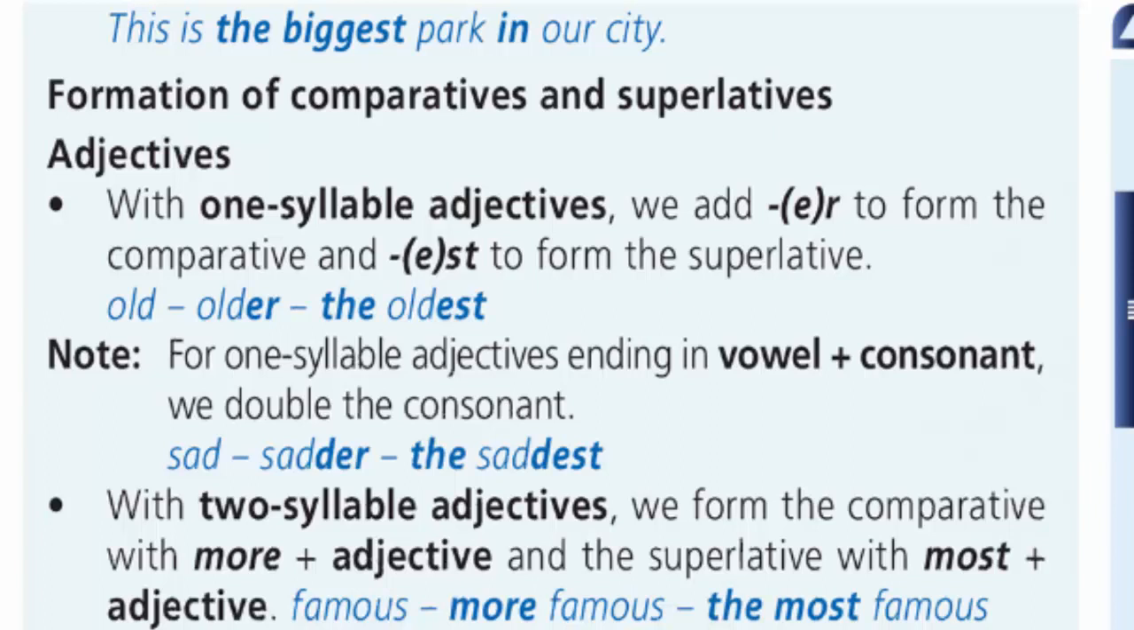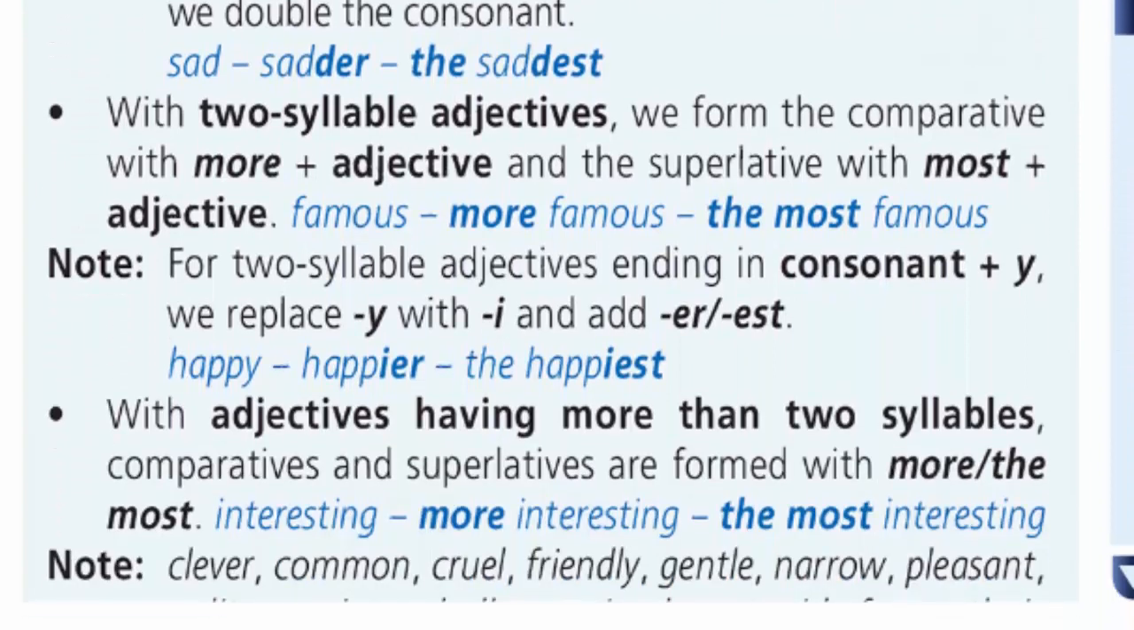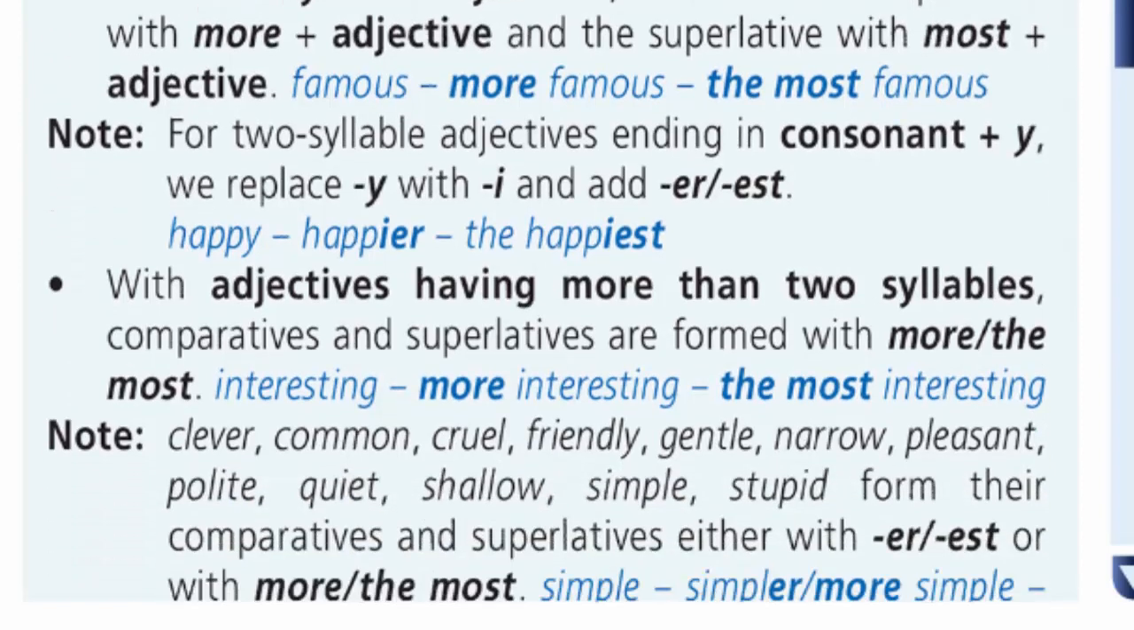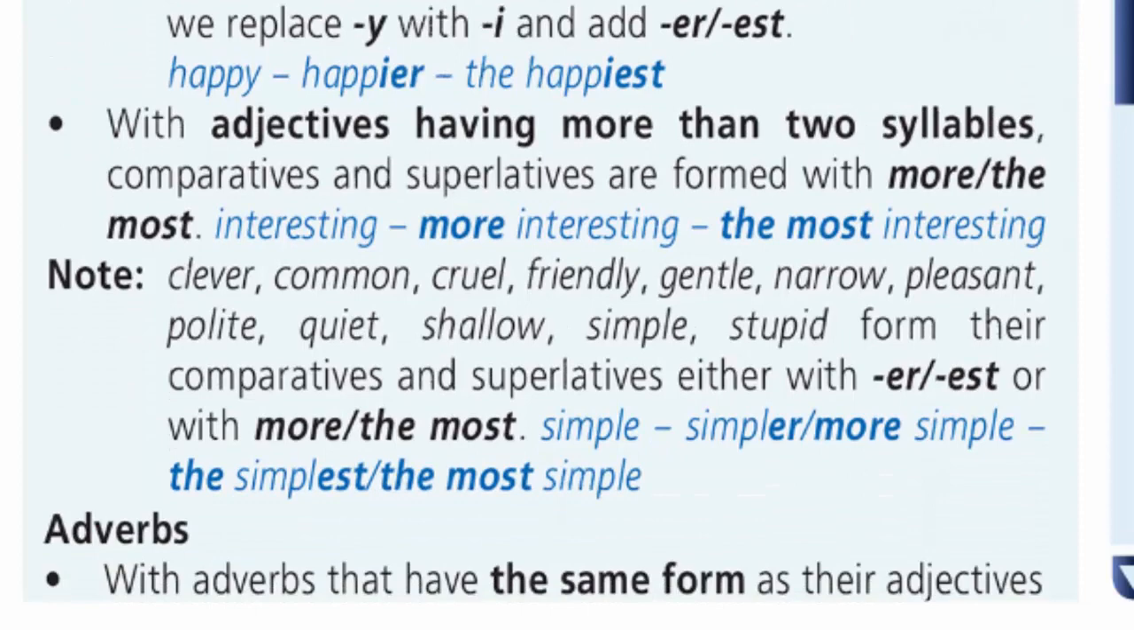As for formation, we remember with one-syllable adjectives we add -er to form the comparative and -est to form the superlative. With two-syllable adjectives we form the comparative with more plus adjective and the superlative with most plus adjective. With adjectives having more than two syllables, comparatives and superlatives are formed with more and most.